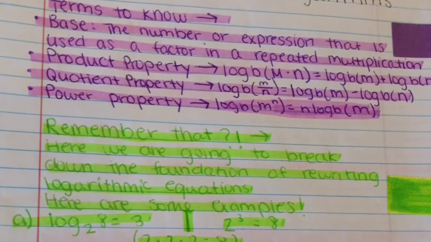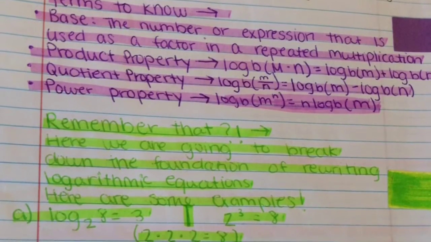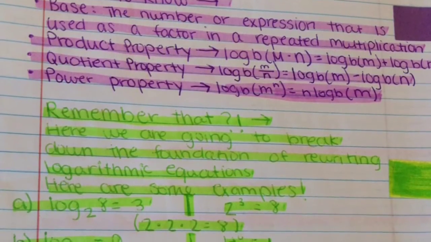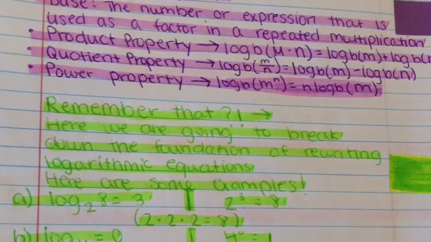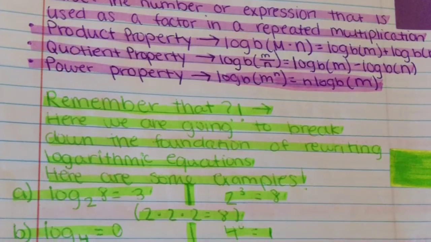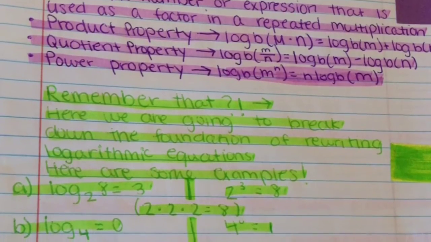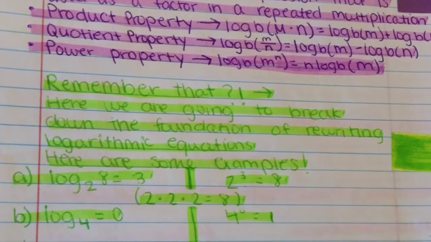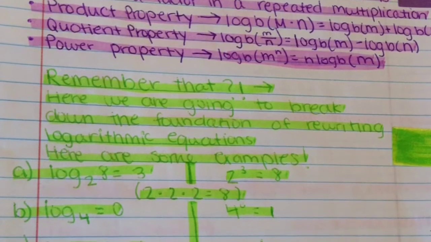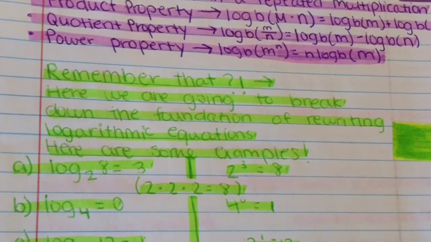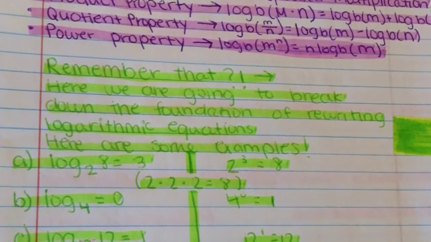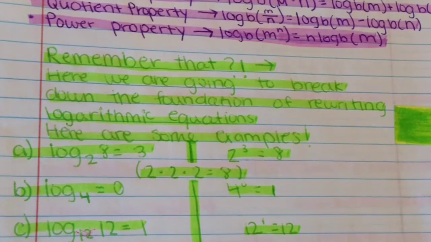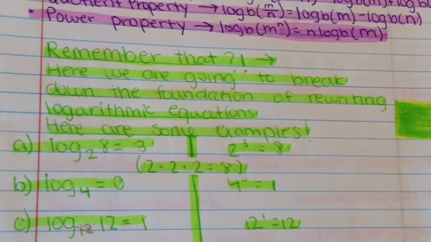Next we go on to product property, which is log b of (m times n) equals log b m plus log b n. Next we have quotient property, which is log b of (m divided by n), which would equal log b m minus log b n. Then we have power property. It goes on to log b of m raised to the n, which would equal n times log b m.